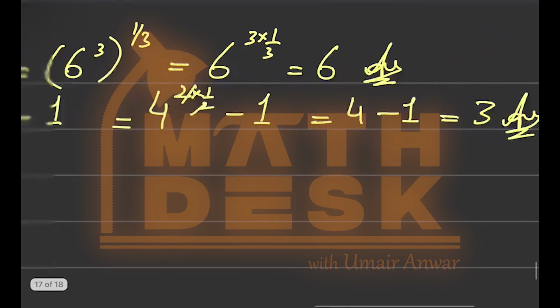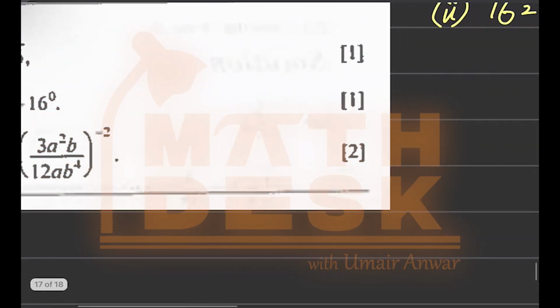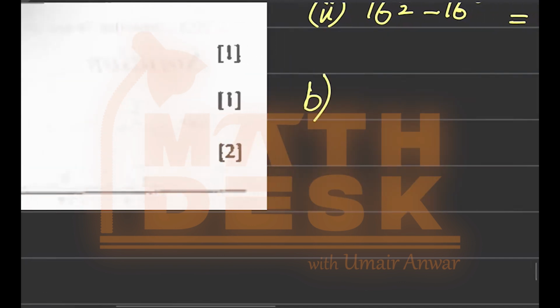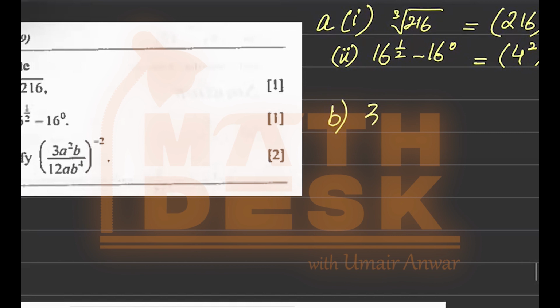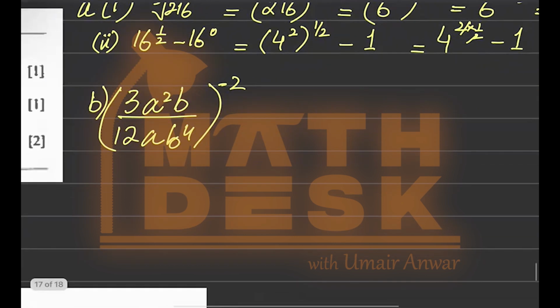Next part says that simplify this expression. And the expression is 3a square b upon 12ab raised to 4 whole raised to minus of 2. Now, first of all, we could simplify this expression within the bracket and then we could apply the whole power. So 3 and 12 could get cancelled with each other.